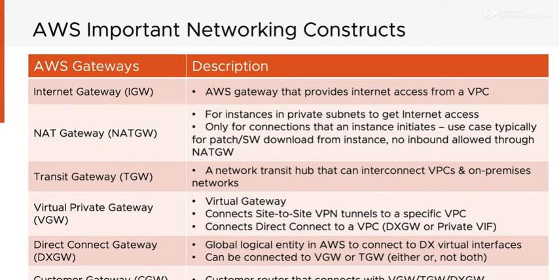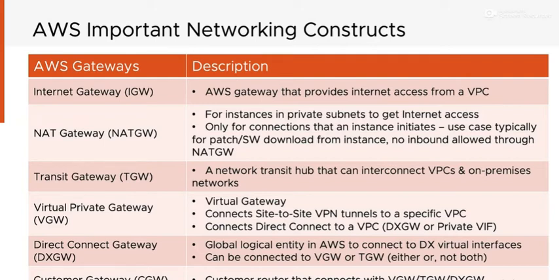There's a virtual private gateway, coincidentally called a VGW. It's a virtual gateway, and it allows connections for site-to-site VPN tunnels to a specific VPC. It can also be used to connect to Direct Connect to a VPC, and also a Direct Connect gateway as well as a private VIF.